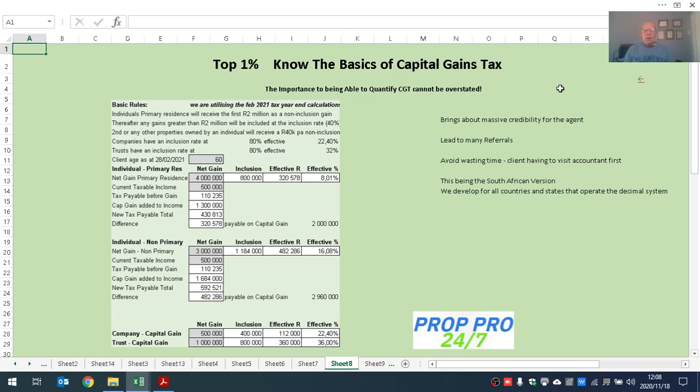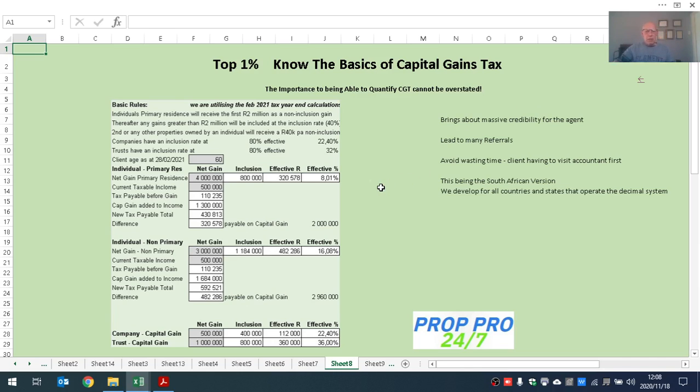But what this means to you as an estate agent, it will bring about massive credibility. It will lead to many referrals. Your clients will be extremely impressed that you are able to compute this for them in a flash. It avoids wasting time, the client having to visit an accountant first to calculate this, and also having the accountant probably deciding for the client not to put his property on the market or divert attention from the real point at hand.